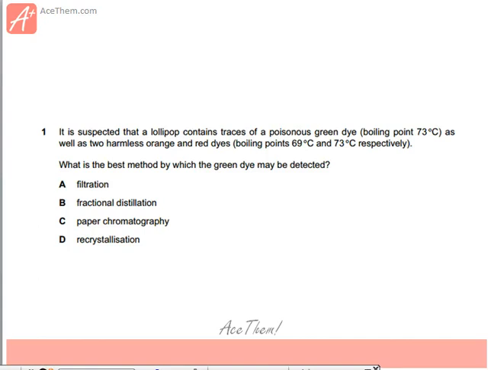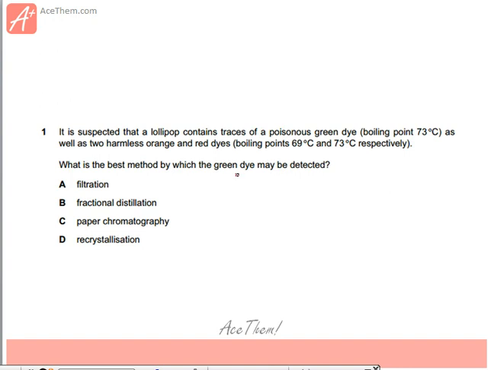It is suspected that a lollipop contains traces of a poisonous green dye, boiling point at 73 degrees Celsius, as well as two harmless orange and red dyes, boiling point 69 degrees and 73 degrees Celsius respectively. What is the best method by which the green dye may be detected?